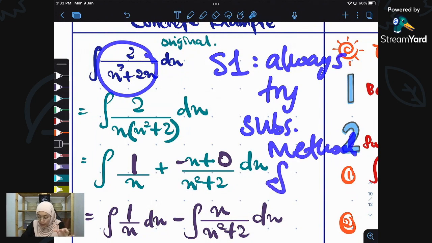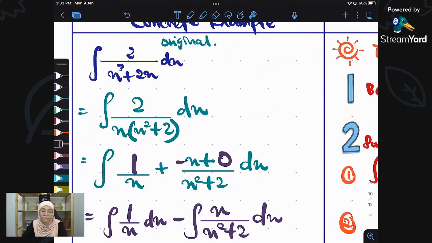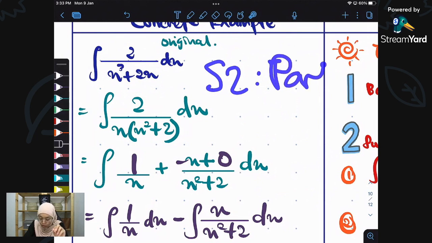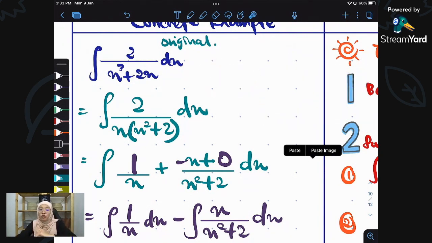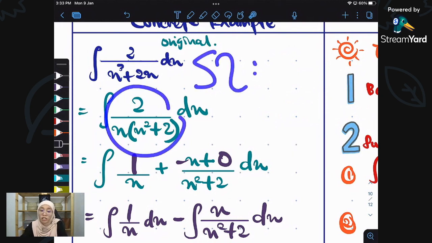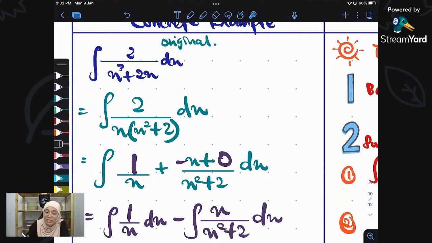When this is failed, then we gotta go to the second step, which is by using partial fraction. Untuk video ini, kita sedang belajar tentang partial fraction. So apa-apa pun sebenarnya kita kena fikirkan dulu step yang pertama. Step yang pertama mengajar kita pakai substitution method. Kalau substitution method tidak berjaya, barulah kita pakai step yang kedua, iaitu partial fraction. Untuk video ini mengatakan kalau substitution tidak berjaya, pakailah partial fraction.